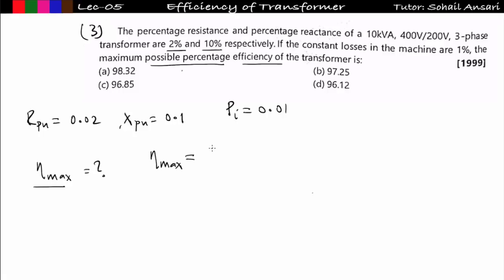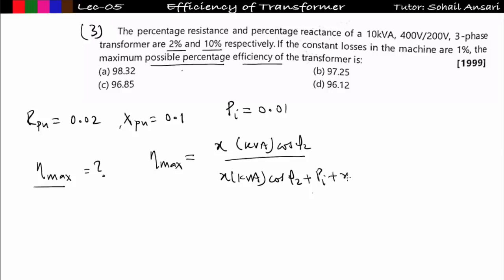Now once we got the value of x at which we are getting maximum efficiency, then apply the formula. N max is equal to x times kVA into cos phi 2 by x times kVA into cos phi 2 plus Pi plus x square times PCUFL. So if I am writing N max, then Pi is equal to x square PCUFL. Now put x is equal to 1 by root 2, means we have already found the value of x at which we are getting maximum efficiency. 1 by root 2 multiplied by kVA rating, that is given as 10 kVA.